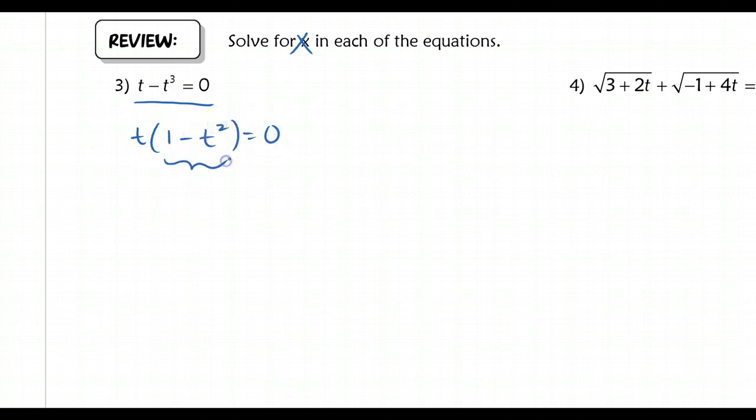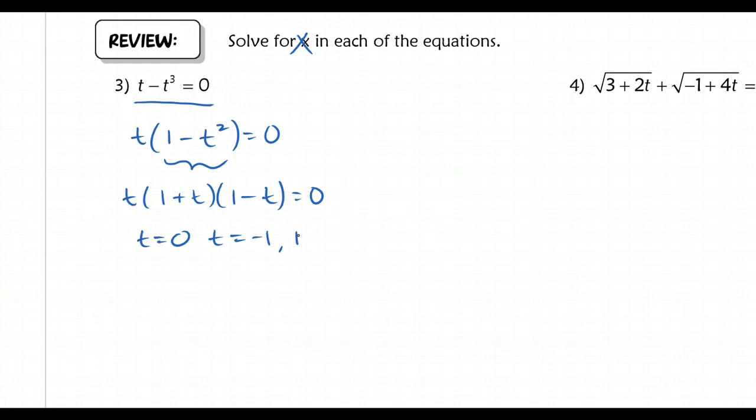And then I can further factor this, because this is the difference of squares. This is t times 1 plus t and 1 minus t equaling 0. And I get three distinct solutions here: t equals 0, negative 1, and positive 1.